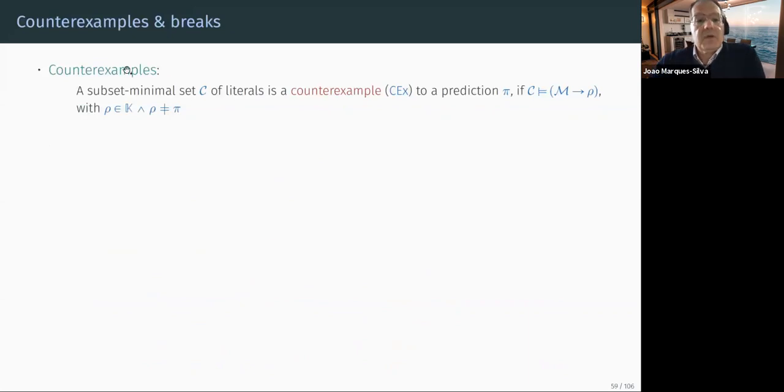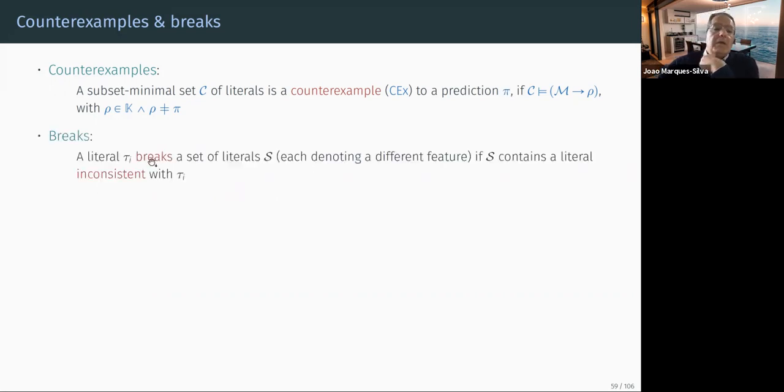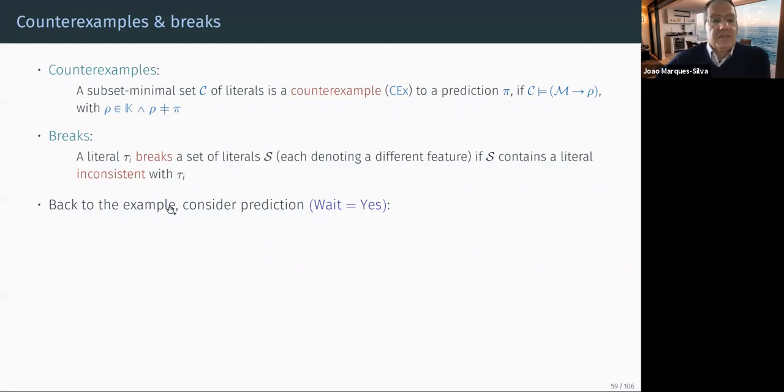So very good. What is a counterexample? Notice that I'm going to relate this to the notion of subset minimality that I introduced before. A subset minimal set of literals is a counterexample to some prediction if that set of literals entails a different prediction, so it's one of the classes and it's a different class from what I started from. We say that a literal breaks a set of literals, where each literal denotes some feature, if the set contains a literal that is inconsistent with that literal. Okay, so let's see some examples.